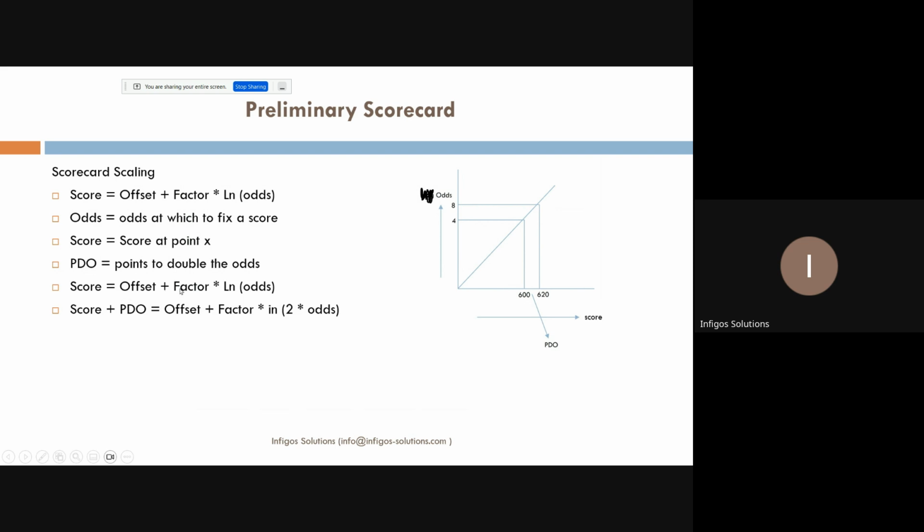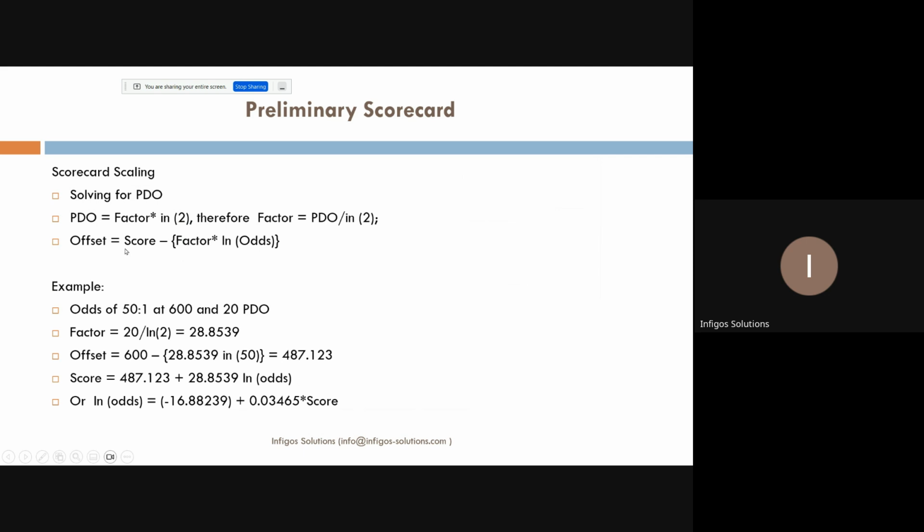Score is equal to offset plus factor times log odds. Score plus PDO is equal to offset plus factor times log of 2 times odds. So when you solve these two equations, you will reach here. PDO is equal to factor times log 2. Factor is equal to PDO divided by log 2. PDO is points to double the odds. So this is how it is solved here.